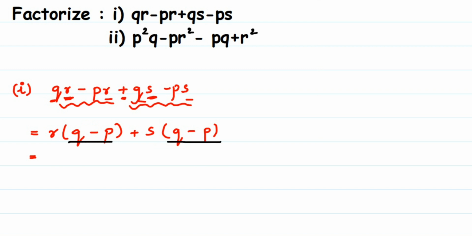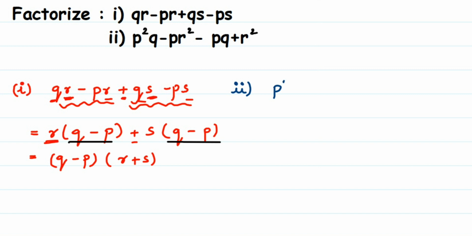If I take out q minus p as a common from both the terms, q minus p is in the bracket. If I remove that, what is left? Only r is left. It's a plus sign, so put plus sign there. In the second term, we have s. That's it. You can see we got q minus p into r plus s, something into something, as I said right before. Like this, we got q minus p into r plus s, which is factorized now.